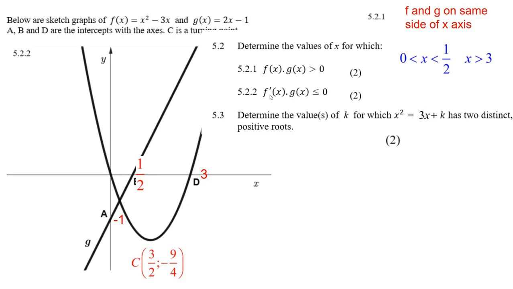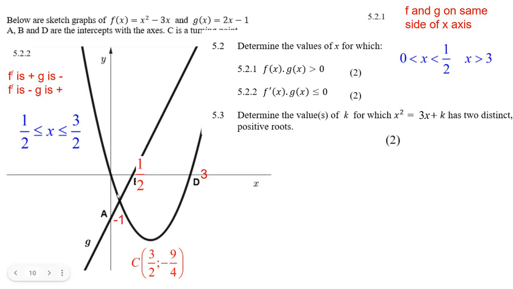We need the derivative of x times g of x to be less than or equal to 0. Well, when is that going to happen? Well, if the derivative is positive and g is negative, then it will multiply to equal a negative number, or 0. Or if the derivative is negative and g is positive, then it'll work. Okay, where is that going to happen? I think it's going to happen between 3/2 and a half.